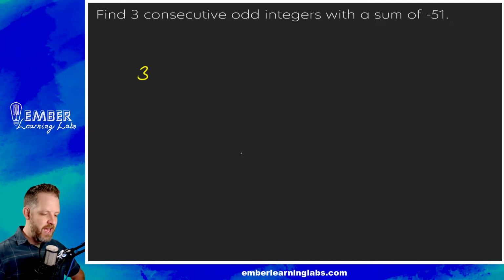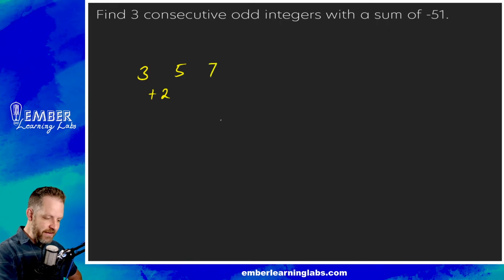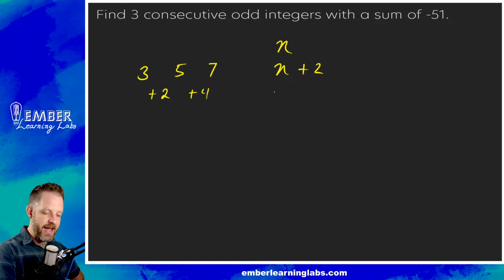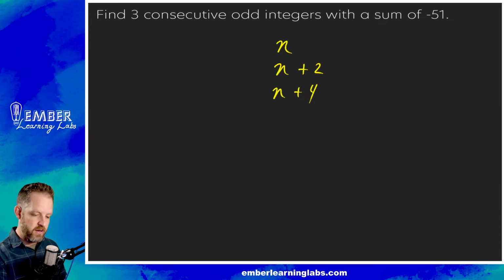Sounds wonderful. To get to the next odd integer, which would be 5, I wouldn't add 1. I would add 2, right? And then to get to the next odd integer, which would be 7, I wouldn't add 2. I would add 4. So if the first odd integer is n, then the next one would be n plus 2, and then the next one would be n plus 4. Okay, so that's the kind of information and basics that we're going with right here. No big deal, right?